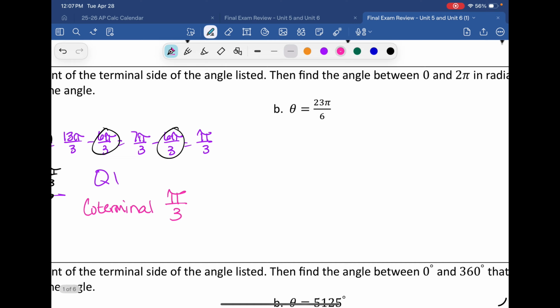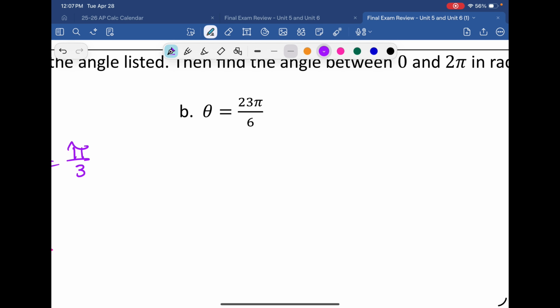All right, so we're going to do the same thing with this one. Clearly much bigger than 2 pi. I'm going to subtract 2 pi. Get the common denominator.